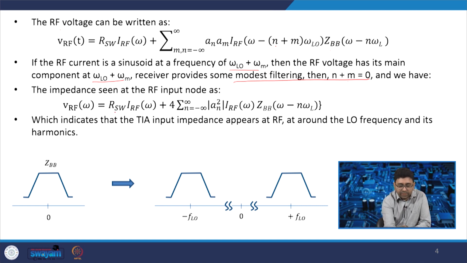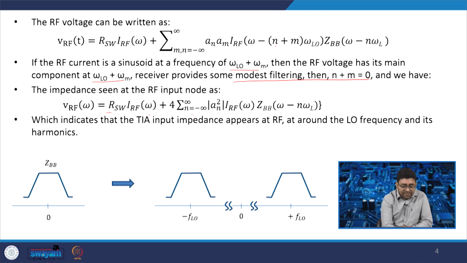And we will get VRF, and here we only consider omega minus N omega LO and the signal at the input side, omega LO plus omega M. So the impedance seen at the RF input nodes is VRF omega, which is equal to R switch times IRF omega plus 4 times the sum from n equals minus infinity to infinity of a n squared, times IRF omega, times ZBB omega minus N omega LO. So this is the switch resistance, and this is the impedance that you are seeing at the input side of the passive mixer.